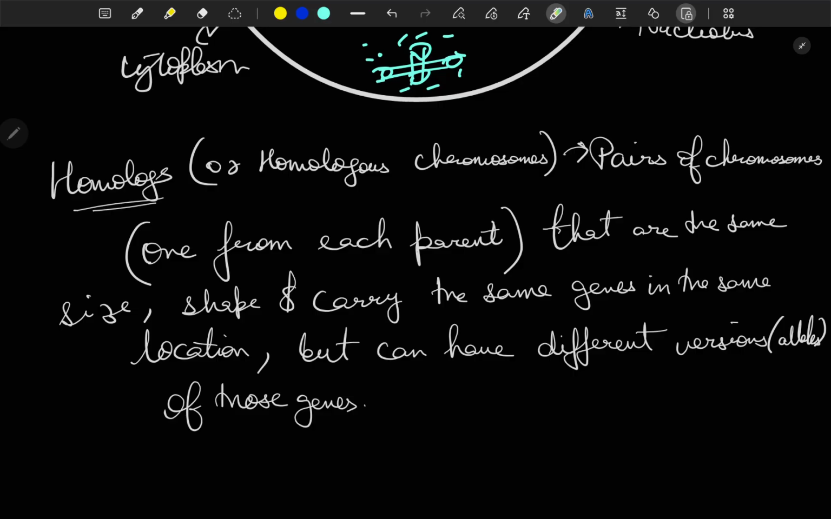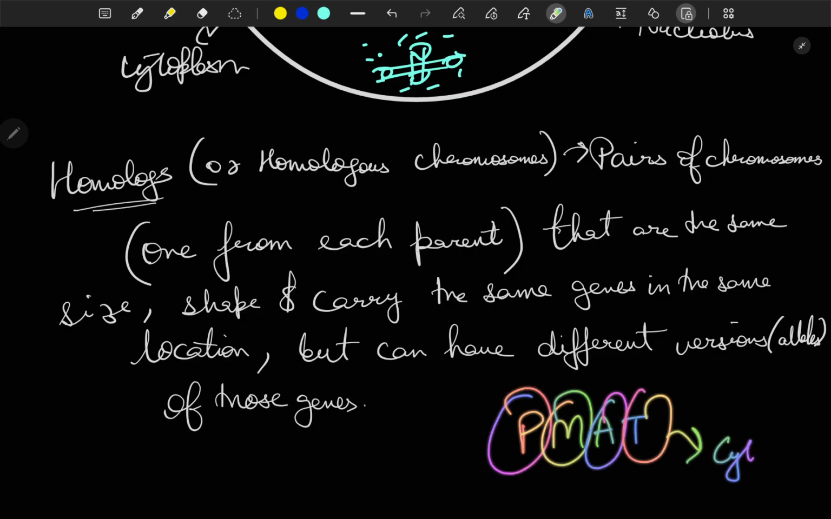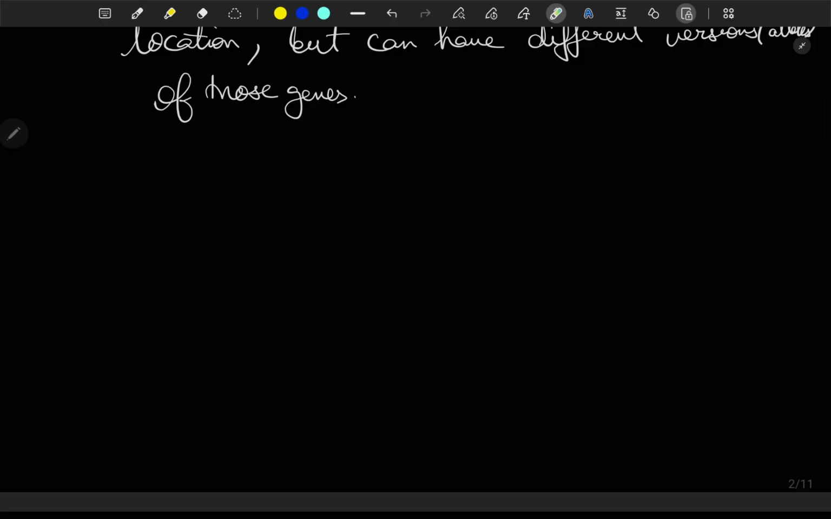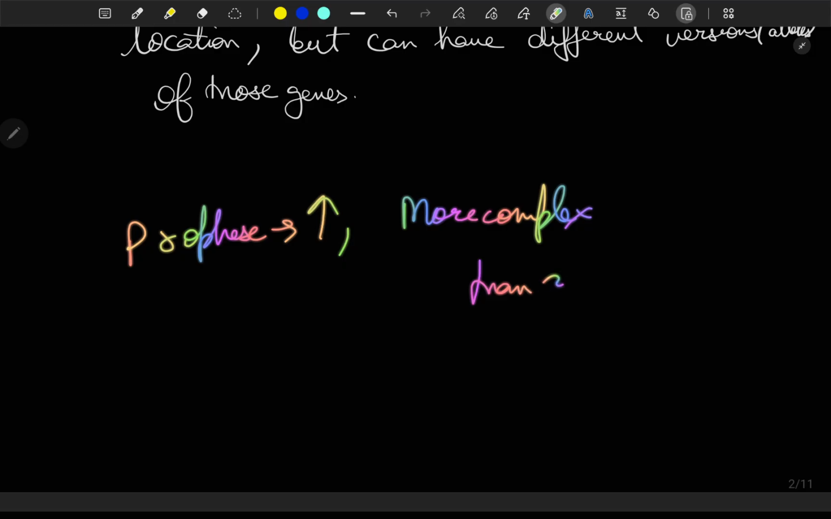Now let's dive into the meiosis 1 part. For meiosis 1, what's the first thing? I guess you remember the PMAT structure: prophase, metaphase, anaphase, telophase, and then cytokinesis. So what is first? First is prophase. You guessed it right. Prophase is the longest and the most complex phase, more complex than in mitosis. It is unique to meiosis.